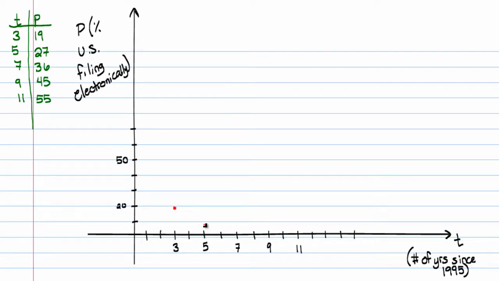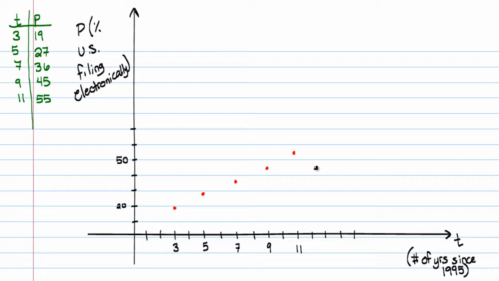When the input's 5, the output's 27, and of course I can keep going through. I'll just pause this while I plot these out. So we're actually pretty much done with the very first part of this, which is just creating a scatter plot. Now let me just show you how to do this using a graphing calculator if you have one.